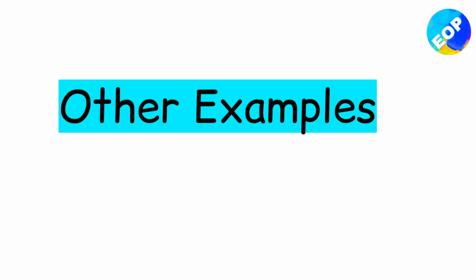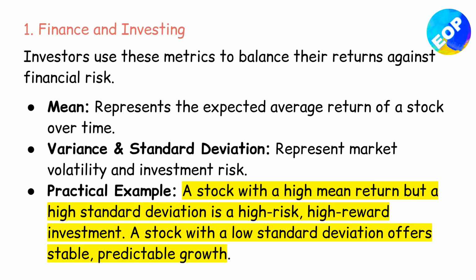Other examples. 1. In finance and investing, investors use these metrics to balance their returns against financial risk. Mean represents the expected average return of a stock over time. Variance and standard deviation represent market volatility and investment risk. Practical example. A stock with a high mean return but a high standard deviation is a high-risk, high-reward investment. A stock with a low standard deviation offers stable, predictable growth.